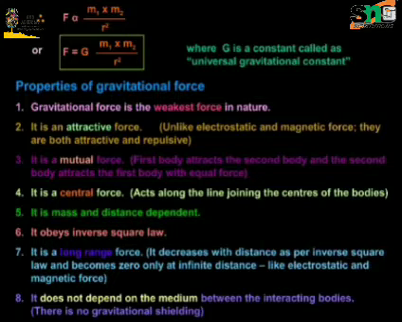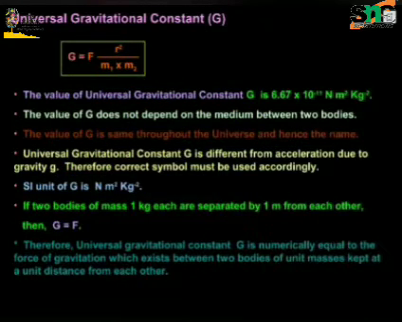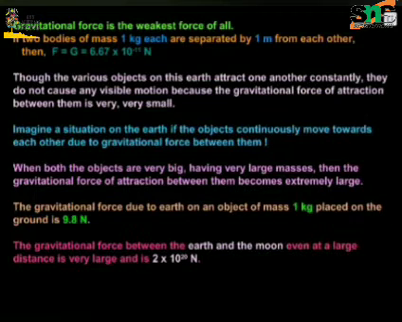It is a constant of proportionality. It is also the universal gravitational constant, and the value of G is 6.67 into 10 to the power minus 11 N m square kg minus 2. So the universal law of gravitation states that every object in the universe attracts every other object with a certain amount of force, which is directly proportional to the product of the masses and inversely proportional to the square of the distance between them. The formula is F is equal to G M m by d square. So this is all about the topic.